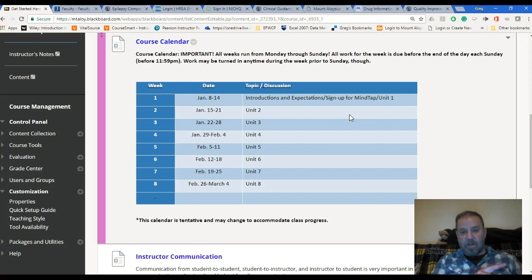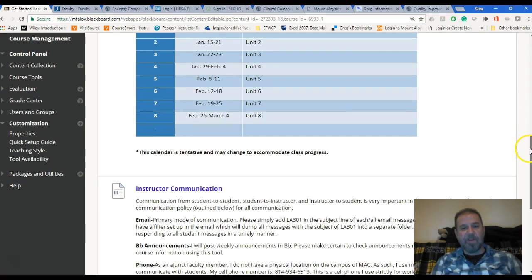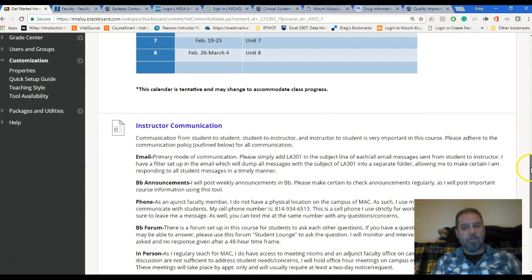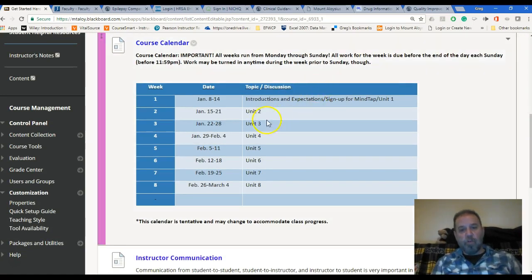And each week, again in my quest to simplify this, we're covering one chapter per week. So the first week, you see it listed here, Week 1, the dates and everything we talked about, Unit 1. Week 2, dates, Unit 2, and so on, the whole way down through. I tried to do this again to make it simpler for students in terms of what's due. The important thing is that everything that is due during that particular week is due by the end of the day on this Sunday.